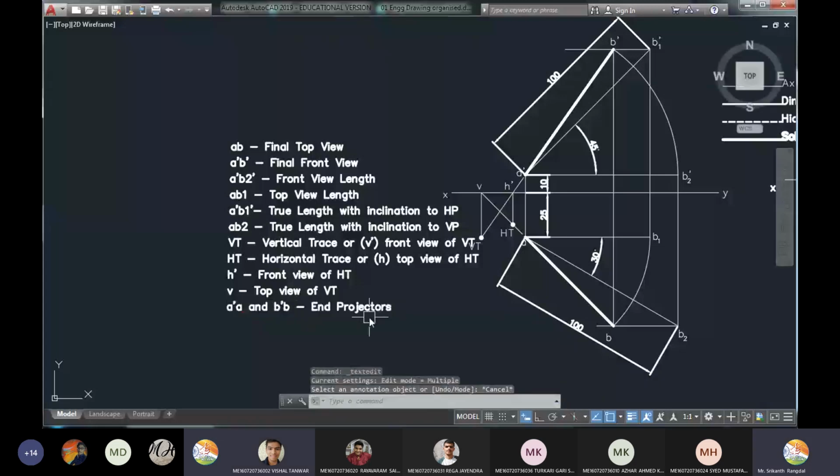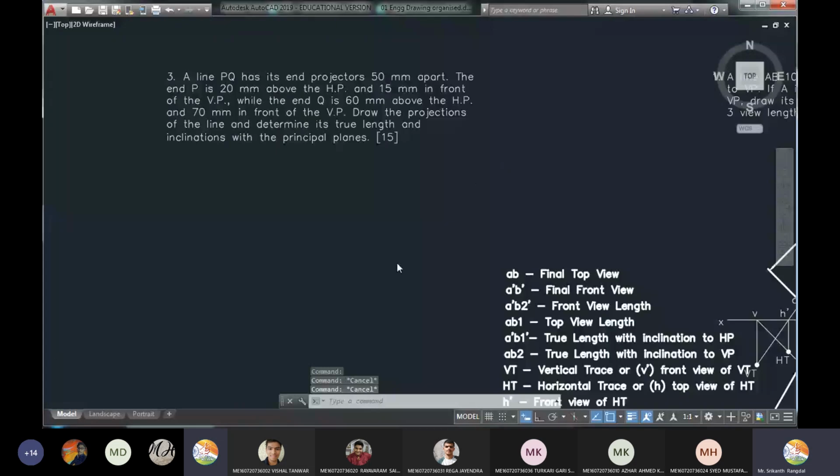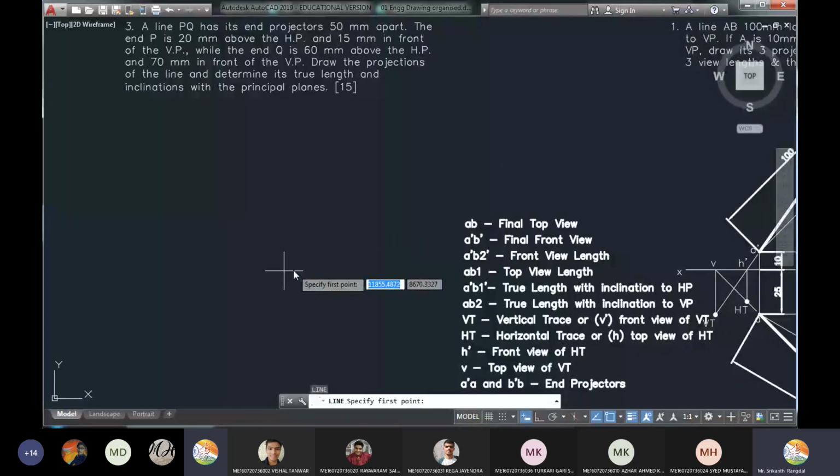Okay. Where is A dash A? Yes, this is A dash A. And where is B dash B? This line is B dash B. So these two lines are called end projectors. Now in this problem, we have been given the distance between end projectors. So first we have to start with the XY line. First we have to always start with the XY line.